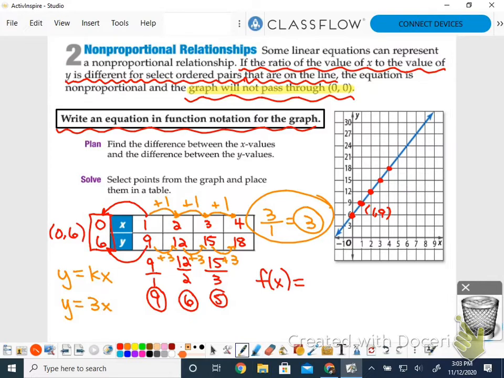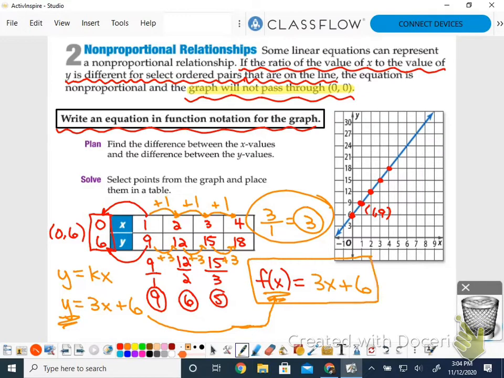So where does it go through? It goes through 0, 6. That's 6 above the origin. So we're going to do plus 6. That's the equation that we want. And then I'm just going to bring it up to here so we could do it in function notation. And like I said, the only difference is that y is going to become f of x. The rest is not going to change. So this is going to say 3x plus 6. That is the equation for this particular function.